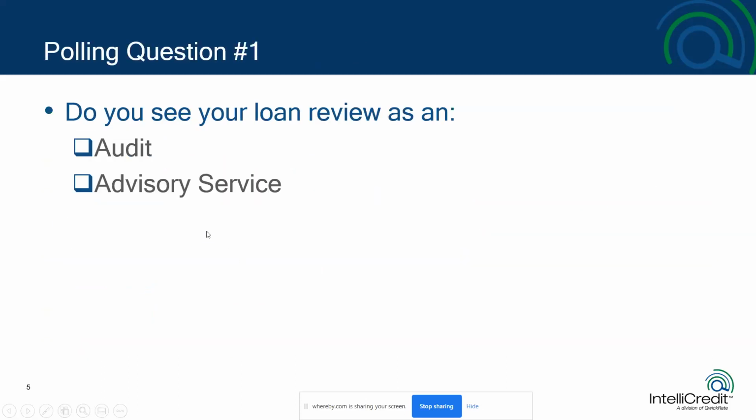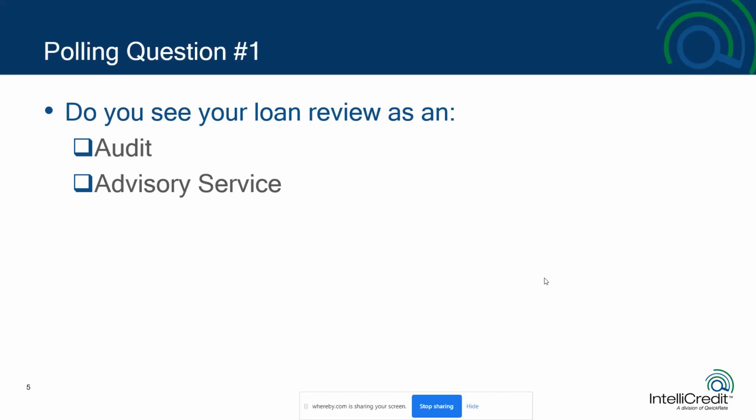So polling question number 1, and I would like your participation in it, is: do you see loan review as an audit or an advisory service? Let me relaunch this poll. So you have a few seconds there to indicate your preference on that. All right, we'll end the poll and I'll gladly share the results.